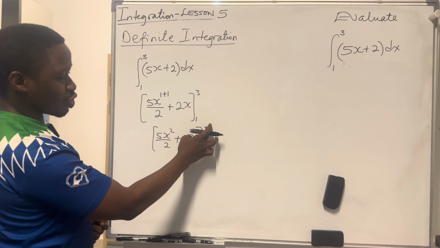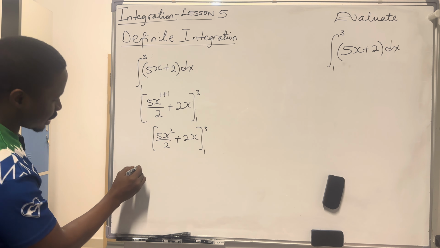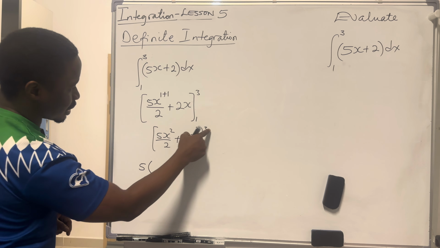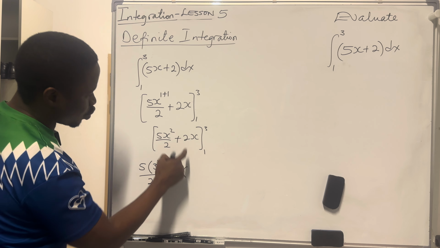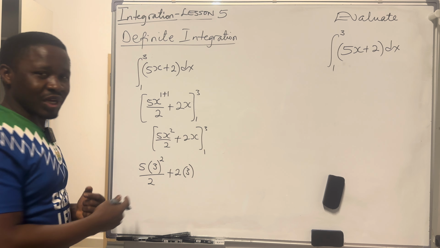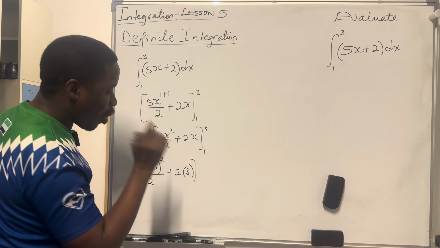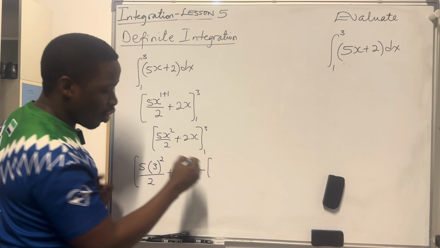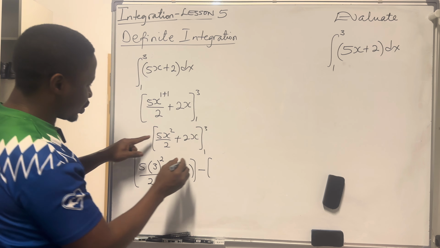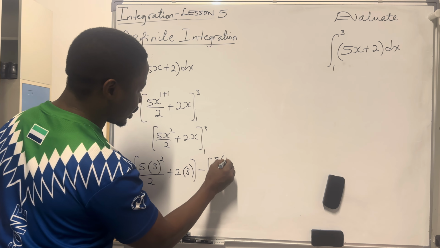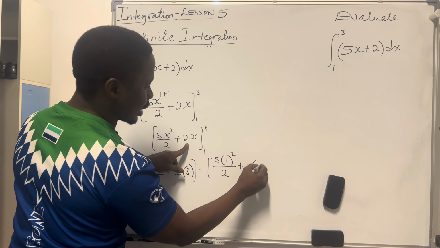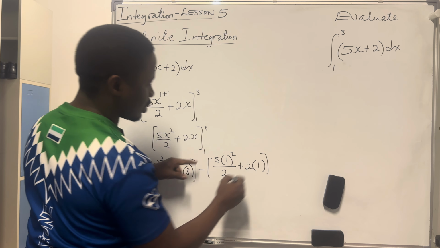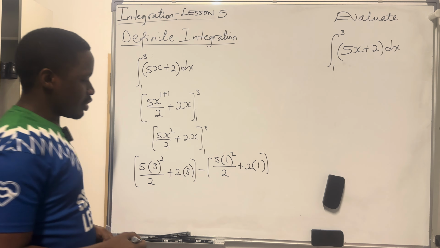So the next thing we do is to perform substitution. But we need to substitute this one first. So this is 5 multiplied by x. What is x? 3 squared over 2 plus 2x. What is x? 3. We have utilized the upper limit. Always say minus. Now we use 1 to substitute again. 5 into x, which is now 1 squared over 2 plus 2x. What is x? 1. So you first substitute the upper limit, you say minus, you substitute the lower limit.